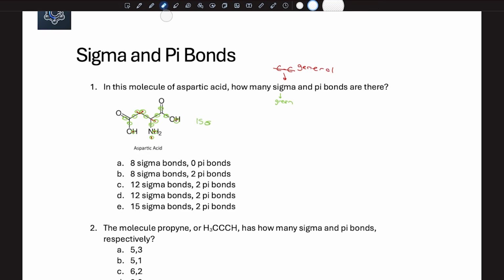Let me clean up this little mess we have here. I'm not going to redraw those hydrogens because hydrogens are only capable of sigma bonds. They don't have a p orbital, and so we'll do pi bonds in blue. We're going to look at all the double bonds and triple bonds. Clearly, we don't have any triple bonds, but we do have two double bonds, and so these two will count as our two pi bonds. And so we'll have two pi bonds, meaning that our answer should be E.